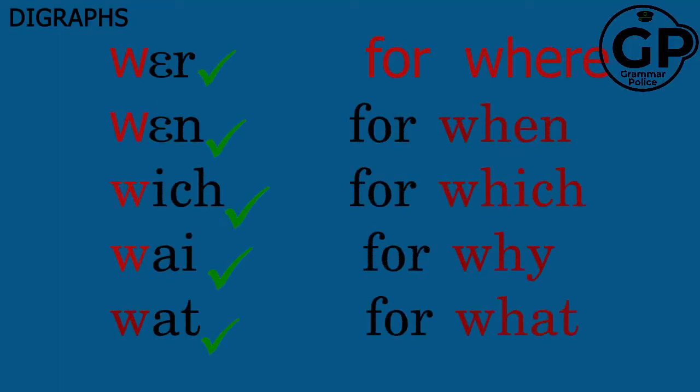So now you have learned that because of the topic, digraphs, we know as a rule that it is wrong to say "hwere, hwen, hwich, hwat, and hwy." These should be pronounced as where, when, which, why, and what. You do not say that from your throat.